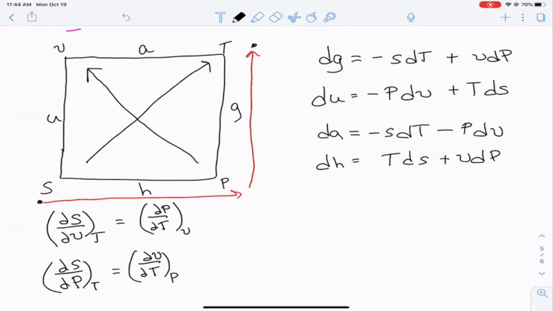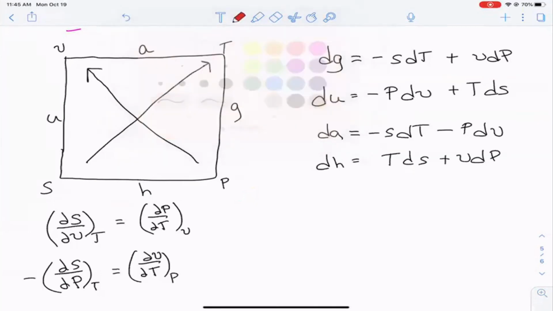And now you're pointed away from the S and towards the V. So we get that dS dP at constant T is equal to minus dV dT at constant P, which we just used a moment ago. That is the relationship that you get from the Gibbs free energy, that dS dP at constant T equals minus dV dT at constant P. We could do the other ones as well. And while we're here, we might as well do them.